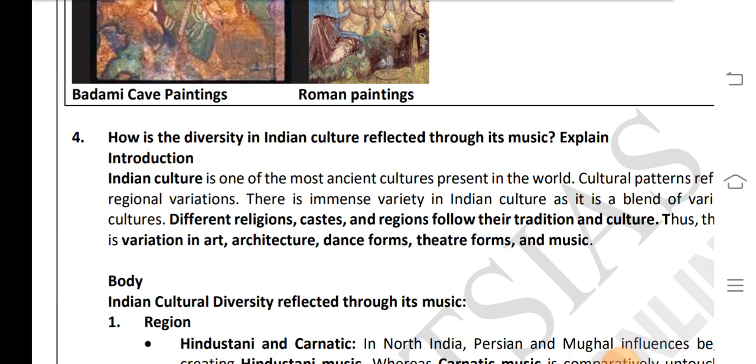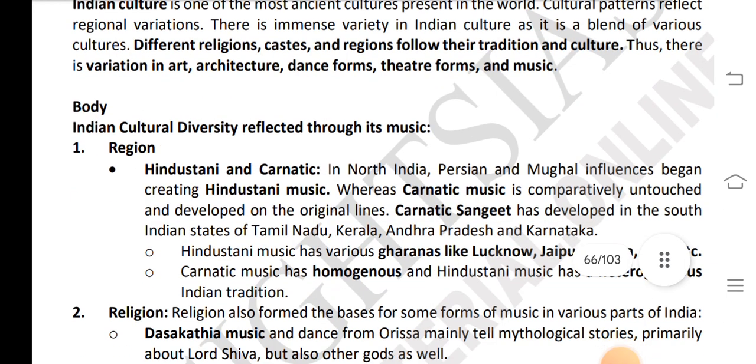Question number 4. How is the diversity in Indian culture reflected through its music? Explain. Introduction. Indian culture is one of the most ancient cultures present in the world, with patterns of beliefs, religions and variations. There is immense variety in Indian culture as it is a blend of various cultures.